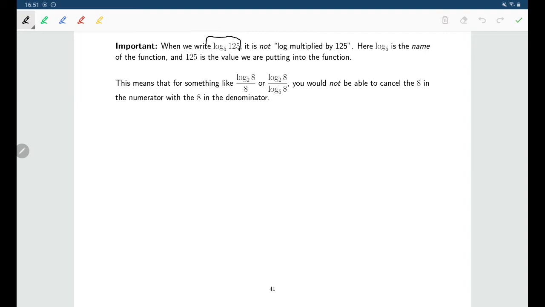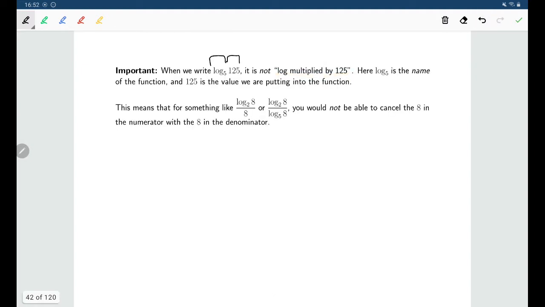When I write something like log base 5 of 125, typically there will be a few people who will say log multiplied by 125. And that's not just wrong in terms of words. It's wrong as a concept. This is not two different things that are being multiplied together. This is not one thing multiplied by another. This is one function where 125 is the input going into this function, and this function's name happens to be log base 5. The reason why thinking about it as multiplication is a problem is because you might be tempted to think that you can do some canceling.